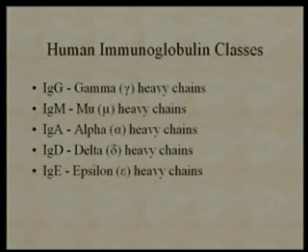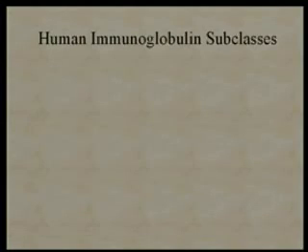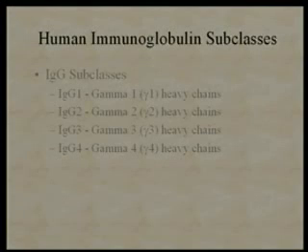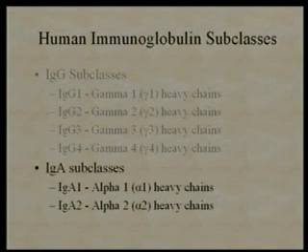All right? Now, as more and more of these molecules were sequenced, it became clear that some of these classes can be further subdivided into subclasses. So in the case of IgGs, you can divide IgG into 4 subclasses, IgG 1, 2, 3, and 4, with gamma 1 through 4 heavy chains respectively. Again, this is all based on the constant region of the heavy chain. And in the case of IgA, we could divide the IgAs into two subclasses, IgA1 and IgA2, with alpha 1 and alpha 2 heavy chains respectively. Okay?